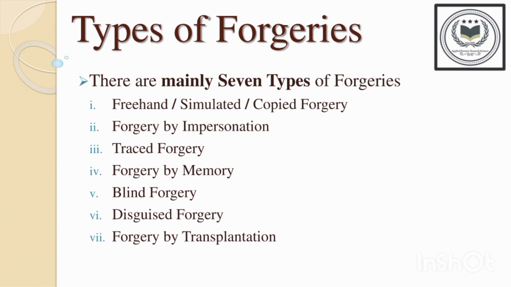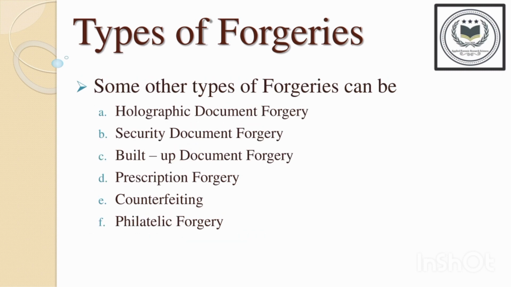There are 7 main types of forgeries: freehand, simulated or copied forgery, forgery by impersonation, traced forgery, forgery by memory, blind forgery, disguised forgery, and forgery by transplantation. There are some other types of forgeries too. Actually, forgeries are of many types. So, I have mentioned some, which are holographic document forgery, security document forgery, build up document forgery, prescription forgery, counterfeiting, and philatelic forgery. Here we will discuss these forgeries one by one.